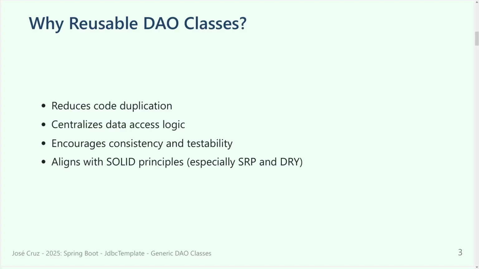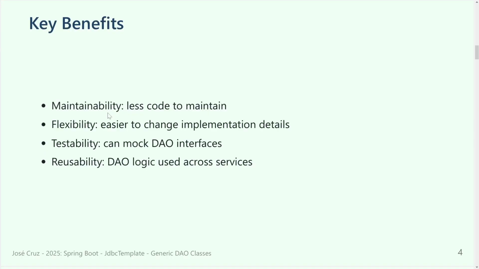principle, and don't repeat yourself. Key benefits: maintainability, less code to maintain. Of course, you are generalizing things, you are concentrating in one place a lot of similar functionality. Flexibility, easier to change implementation details. Testability, of course, you can mock the DAO interface. It's easy to mock the queries. And reusability, DAO logic used across services. You can reuse this across different entities, across different DAOs.